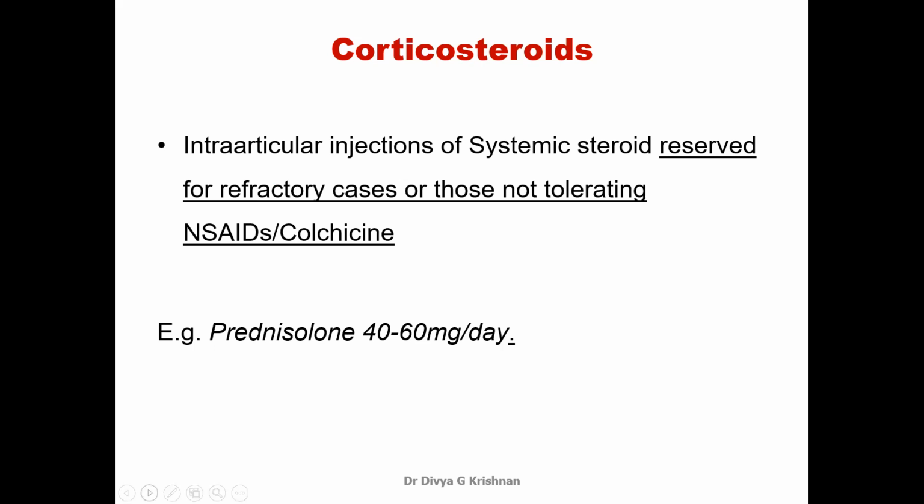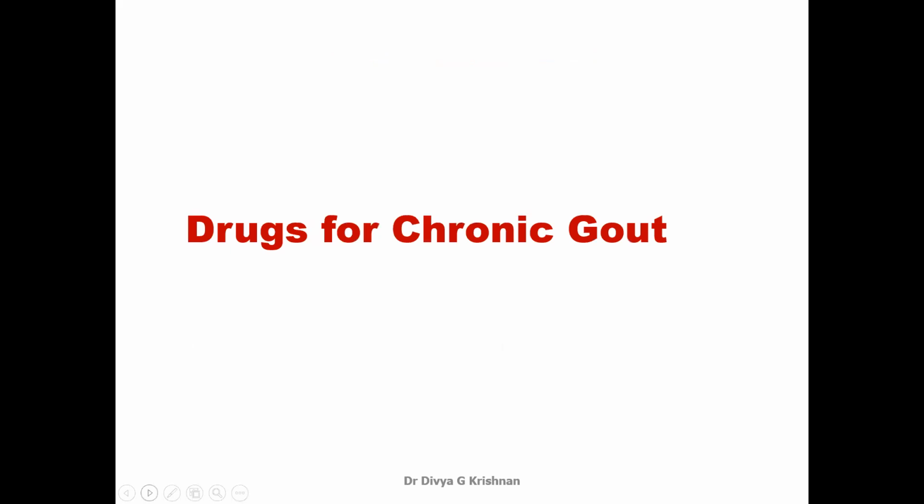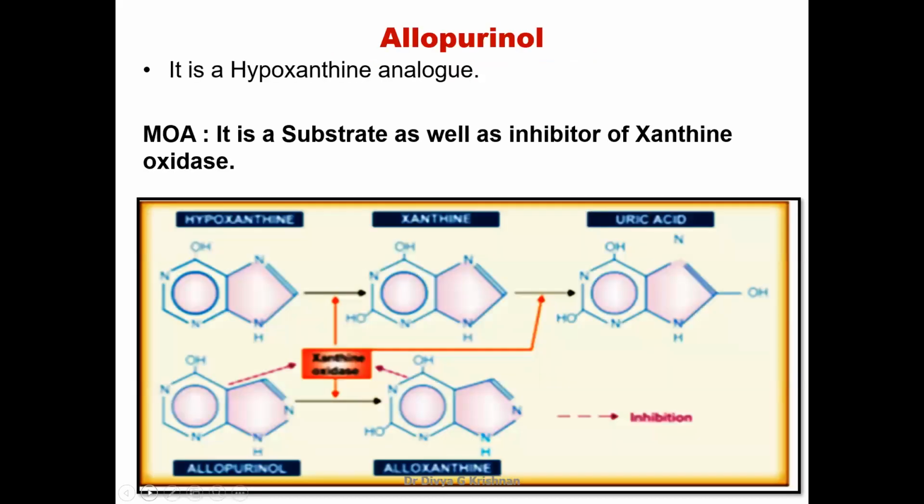Now we move on to the drugs for chronic gout. And under that, we first deal with the synthesis inhibitors. As I already mentioned, the most important synthesis inhibitor is allopurinol. So first we'll have a look at its mechanism of action. You have to remember that it is a hypoxanthine analog, and it is a substrate as well as an inhibitor of xanthine oxidase. I've just shown here the purine metabolism once again, and I've also included the allopurinol metabolism here.